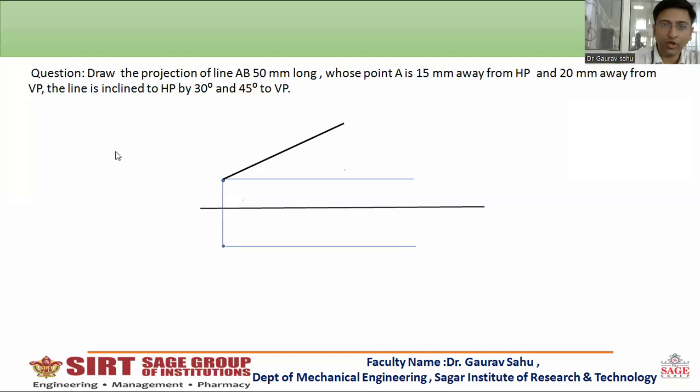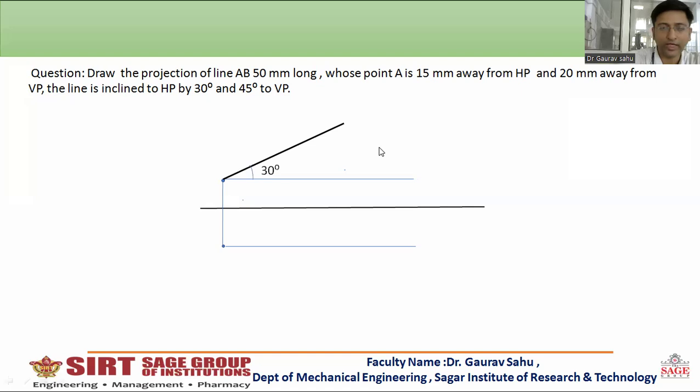Draw a line of true length at the angle of 30 degrees. Whatsoever angle of HP is given, just draw that angle with the length of 50 mm. This is the first step. Whatsoever the angle of HP is given, draw the line at that angle, and the measurement of the line will be of true length.